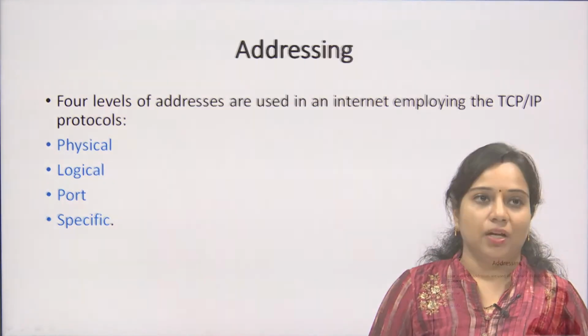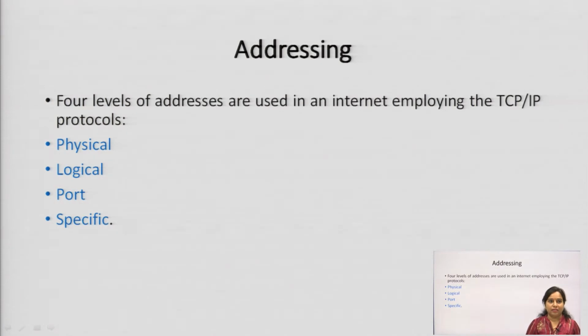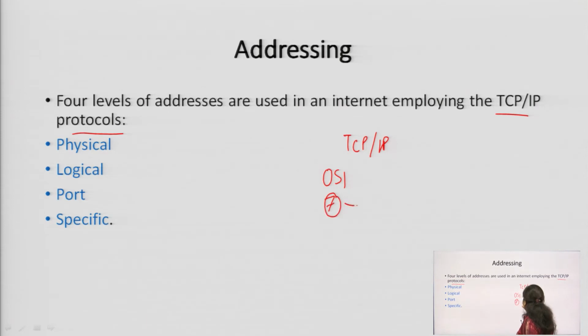So, addressing: there are 4 levels of addresses used in the internet employing the TCP/IP protocol. Let me first introduce once again what TCP/IP is. TCP/IP, that is Transmission Control Protocol/Internet Protocol, has mapped the 7 layers of the OSI model to 5 layers of TCP/IP.